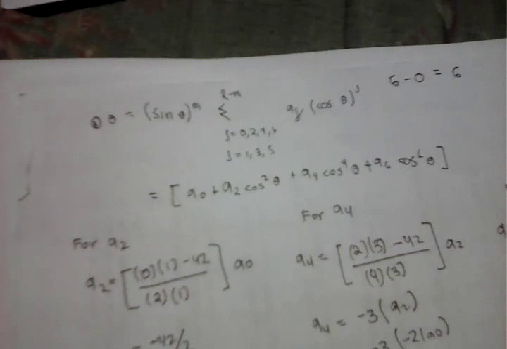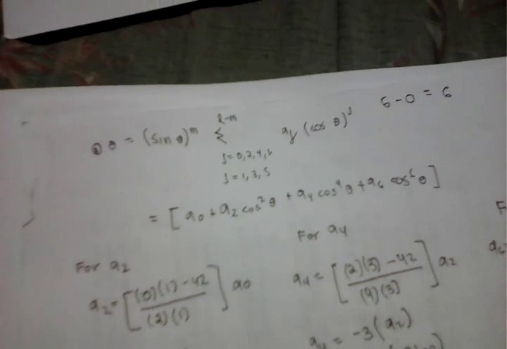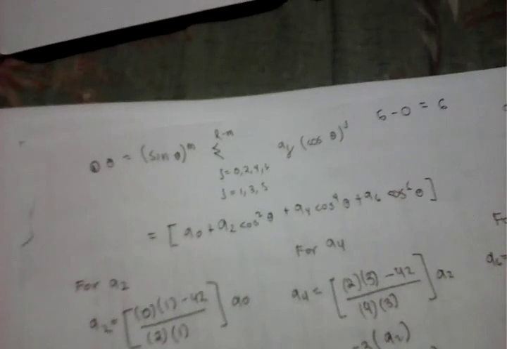Since 6 minus 0 is equal to 6, the equation will be a naught plus a2 cosine squared theta plus a4 cosine to the 4th theta plus a6 cosine raised to 6 theta. Then I use the recursion relation so that it will be all in terms of a naught: a_(j+2) equals (j+m)(j+m+1) minus L(L+1) over (j+1)(j+2), times a_j.